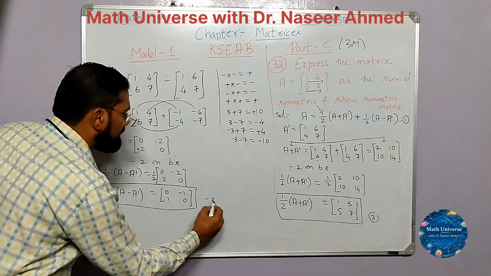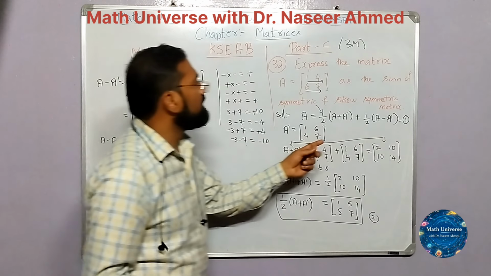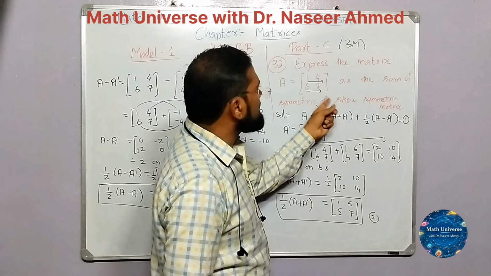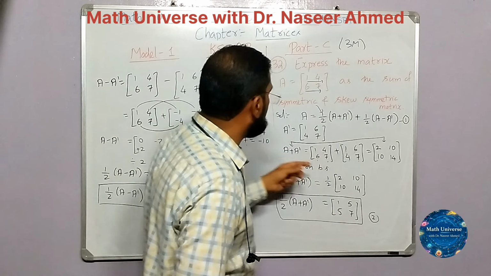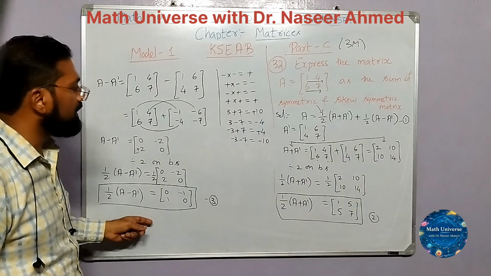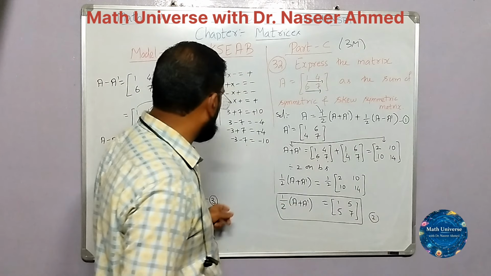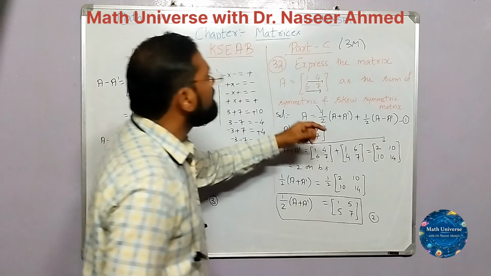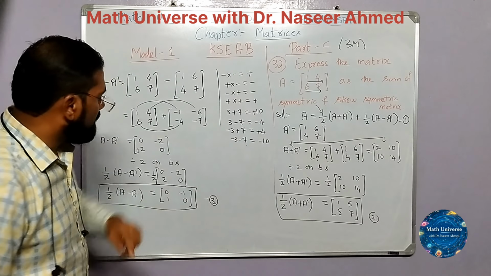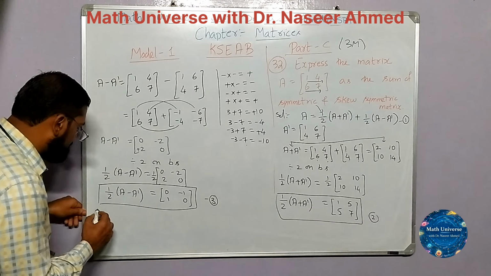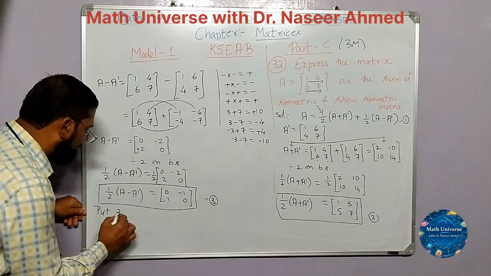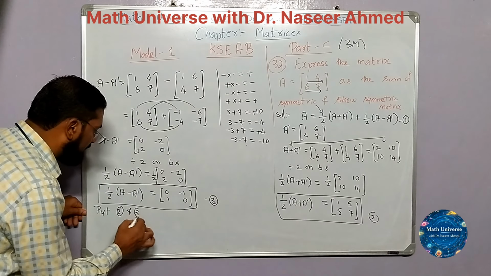This is my equation number 3. So we have to prove that this matrix can be expressed as the sum of symmetric and skew symmetric. We have found the symmetric part as well as the skew symmetric part. Let us put both equation number 2 and 3 back in 1, and on simplifying, are we getting matrix C or not? We have to check. So substitute, or I can say put equation number 2 and 3 back in 1.